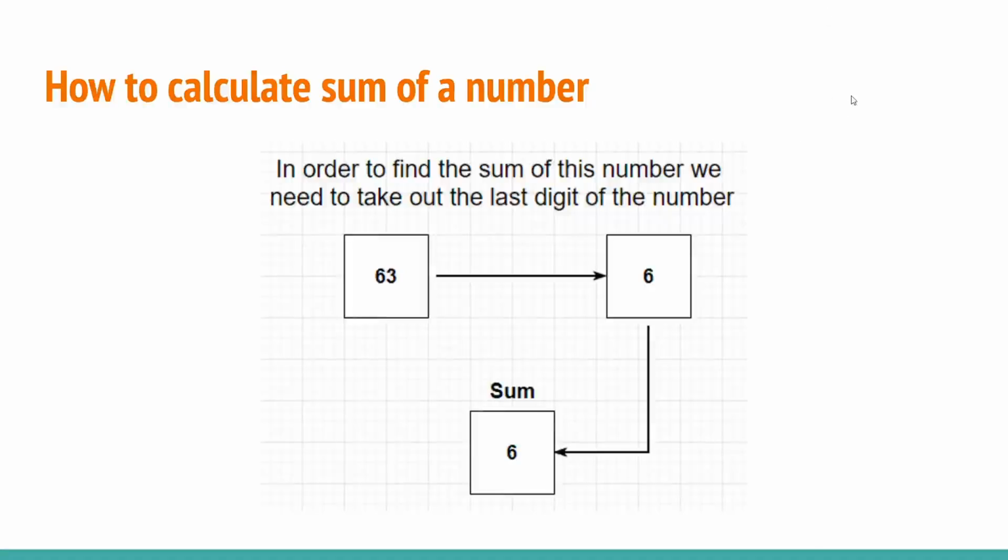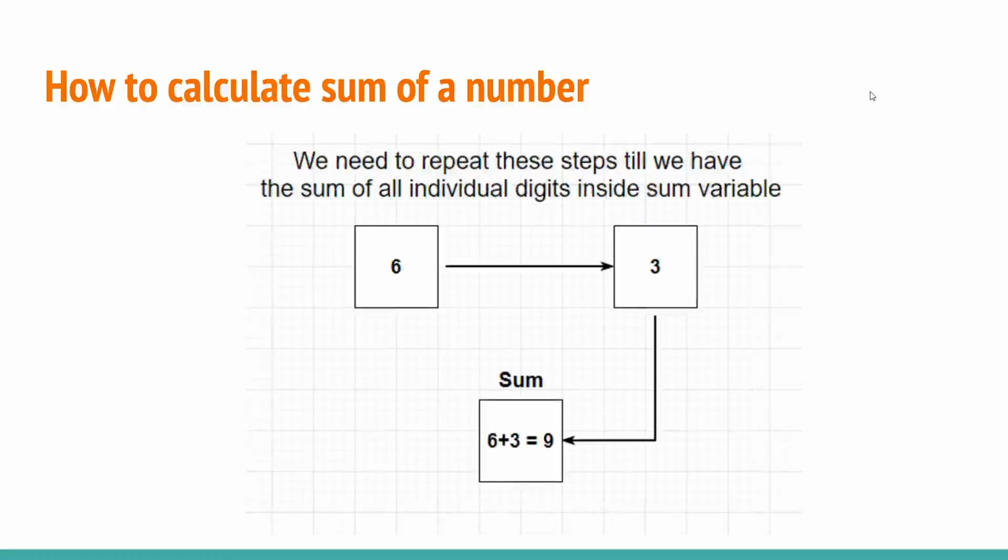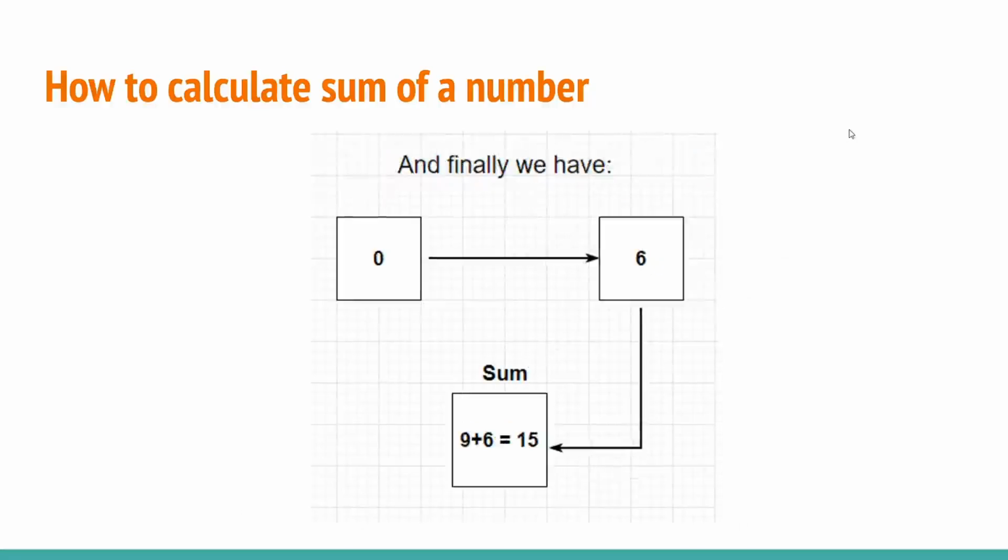So from 636, we are going to take out 6 and put it inside a variable called sum, and we are going to repeat this process till the time we have the initial number 0 and the sum will contain the sum of all the numbers which are inside the 3-digit number. So like this, we need to take out each number and put it inside the sum variable.